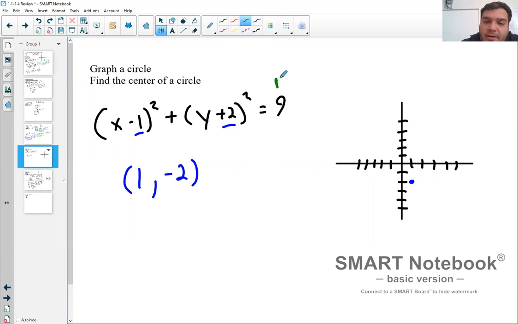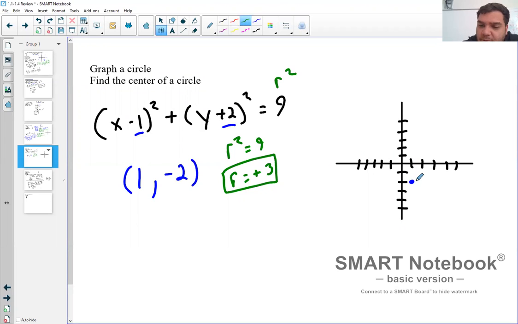Then we're going to find my radius. The radius is r squared. It's the thing on the right side. So if r squared equals 9, r equals technically ±3. But because we're talking about distance, like an actual movement, that's only a positive movement. So it's only +3. The only significant one we care about is 3.